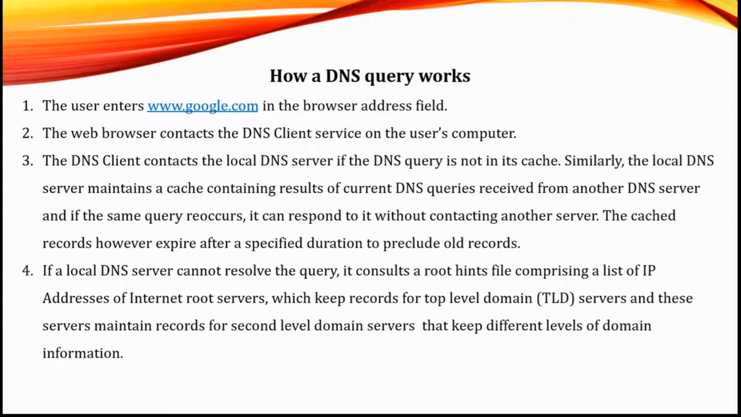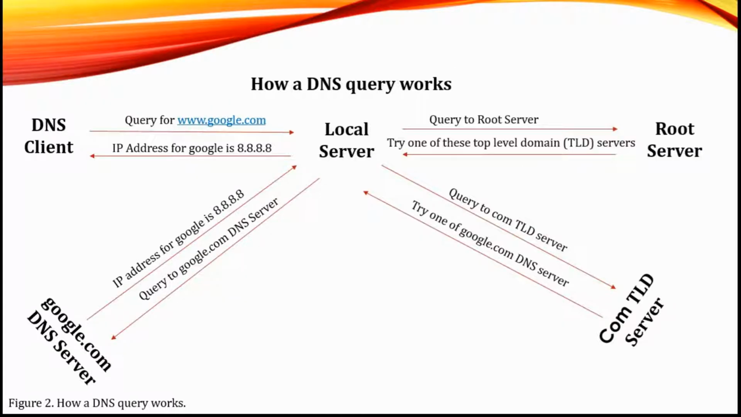And if the same doesn't have the query in its cache, it consults a root hints file comprising a list of IP addresses of internet root servers. And these root servers keep records for top-level domain servers. The TLD servers maintain records for second-level domain servers that keep different levels of domain information. So this is just a pictorial representation of how a DNS query works. So the user will enter www.google.com in the browser address field.